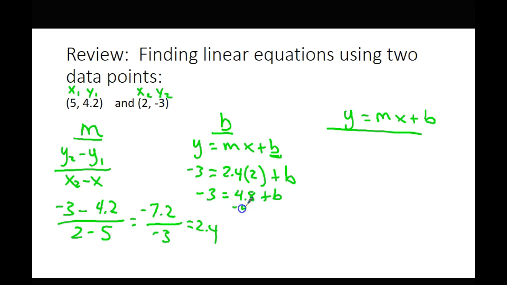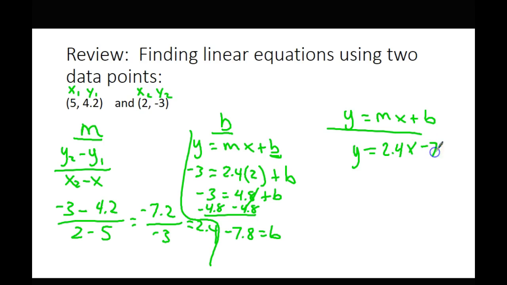And then we subtract both sides. And we end up with negative 7.8 is my b value. And therefore my equation would be y is equal to my slope. It's not negative though, was it? Plus my y-intercept. It's just a review.